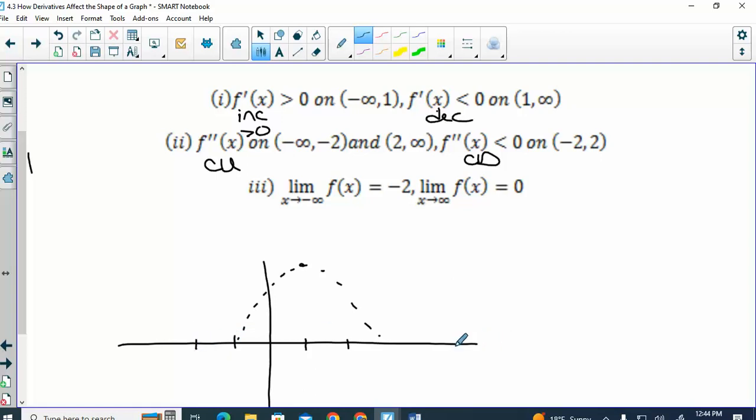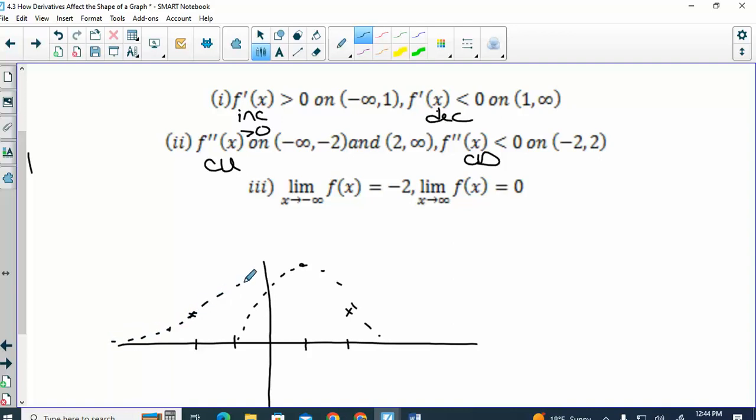So 2 and -2 are going to be inflection points where the concavity changes. Typically, we will mark those with little X's on our graph. So I have to alter my picture so far. But I do know that it's curving upward until I get to -2. So curving upward, something like this.